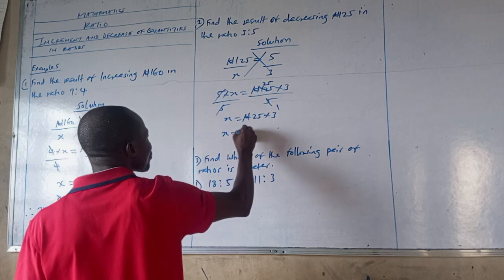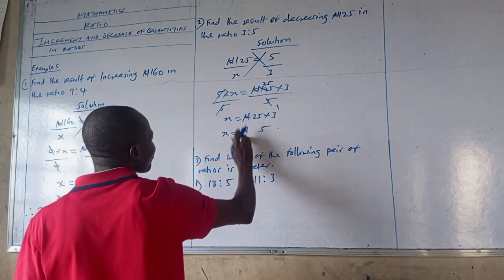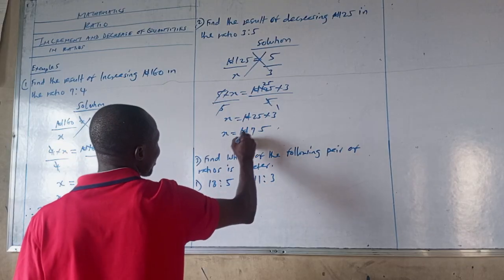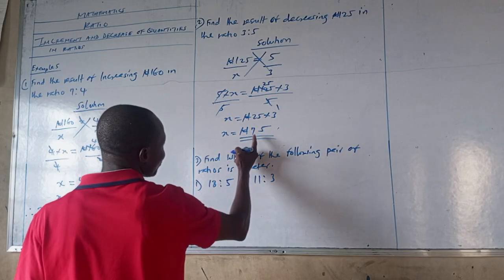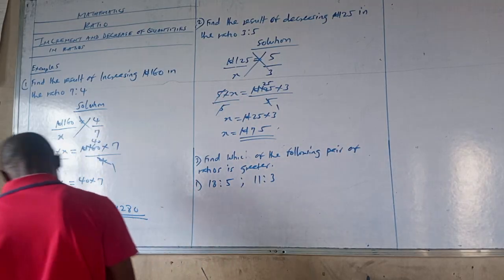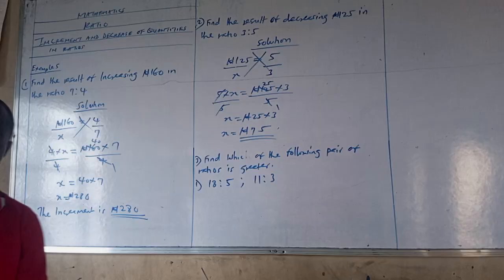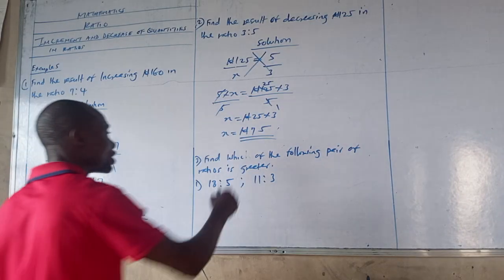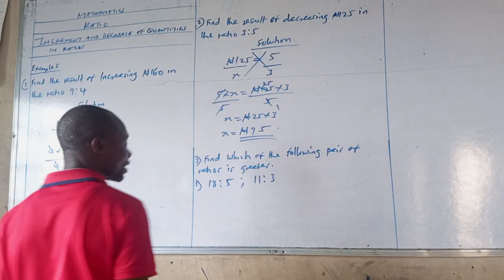So the decrement will now give us 5 times 3 is 15, carry 1. 2 times 3 is 6, plus 1, 7. So 75. You can see now it has been decreased, from 125 naira to 75 naira. That is how you handle questions of this magnitude. Now, let's see with our time.